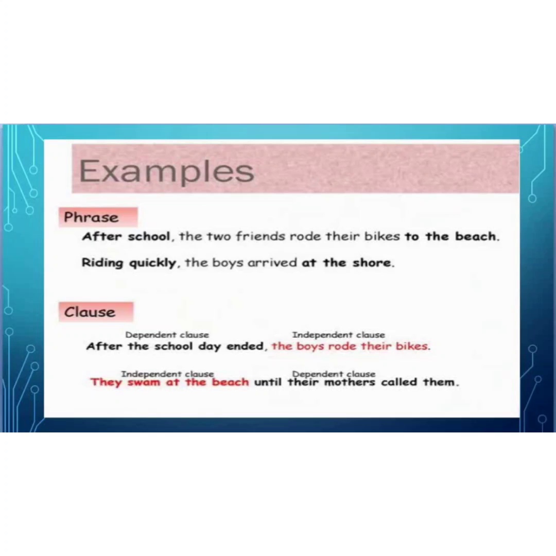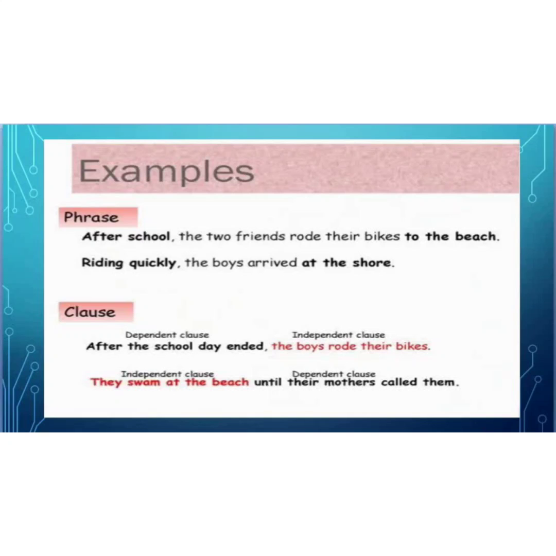In the first sentence, "After school, the two friends rode their bikes to the beach." Look at this example. "After school" and "to the beach" both are phrases because this is a group of words. It is not a complete thought. It can't stand alone. Moreover, there is no subject-verb combination in these groups of words. So these are incomplete. However, they give additional and more meaning to a sentence. If these groups of words are added to any sentence, they give more and additional meaning to that sentence.